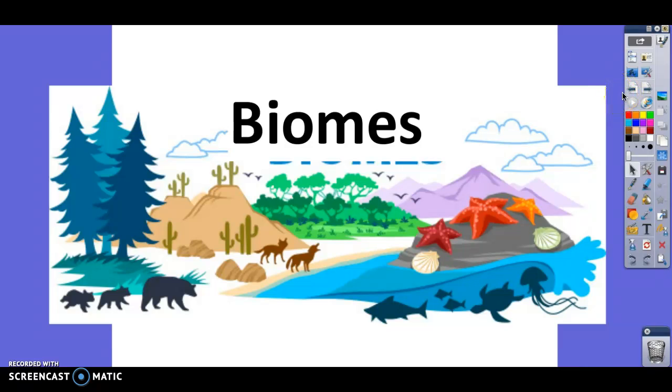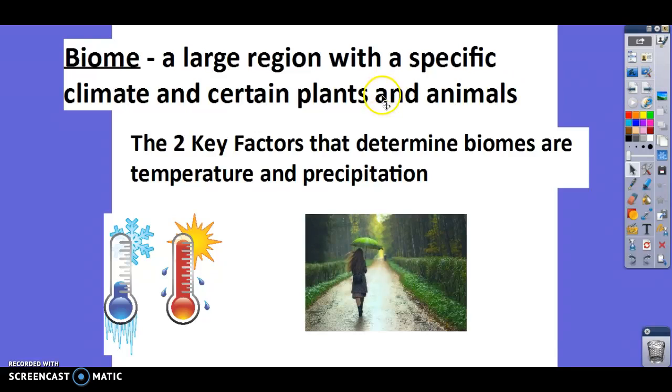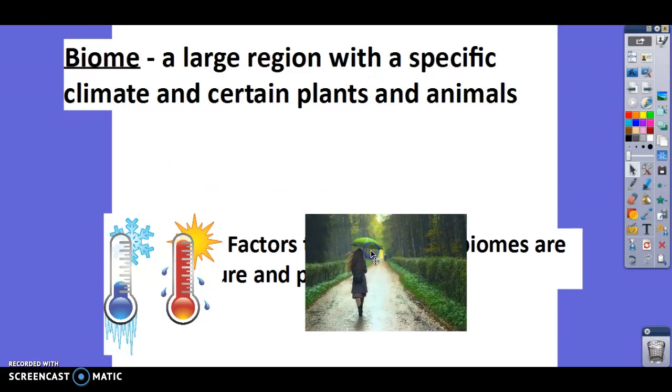So today with biomes, we're talking about these different types of ecosystems. A biome is pretty much an ecosystem. It is a large region with a specific climate and certain plants and animals. So climate, let's think about what climate means. Climate means weather. So a certain climate, we're talking about temperature, how hot, how cold is it, how much rain does it get, what's the weather like, and then plants and animals.